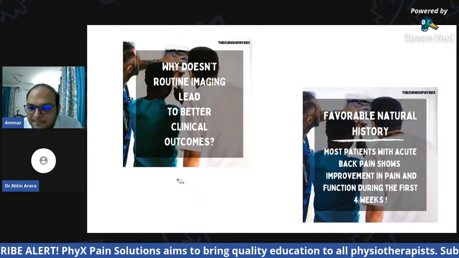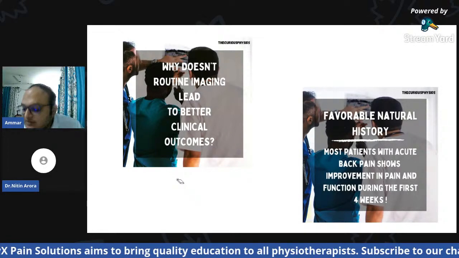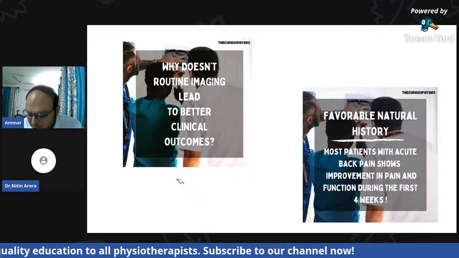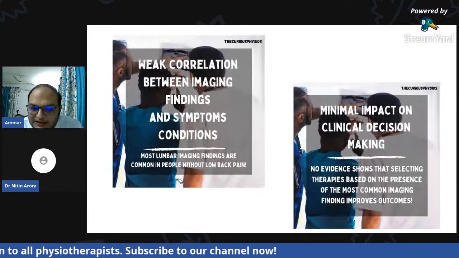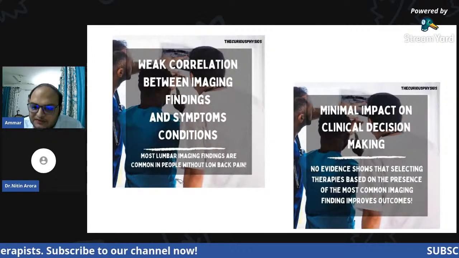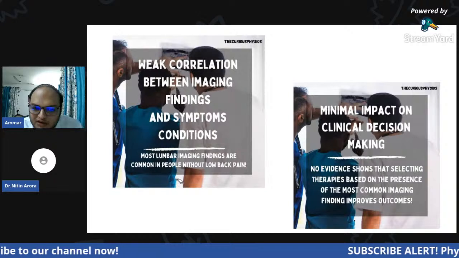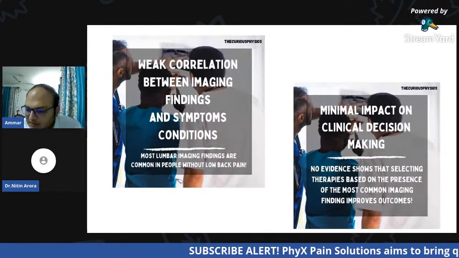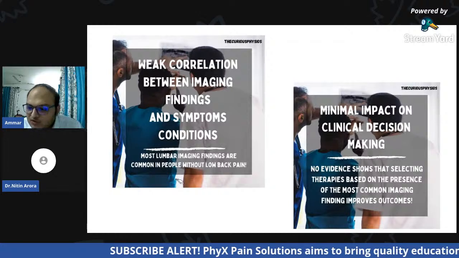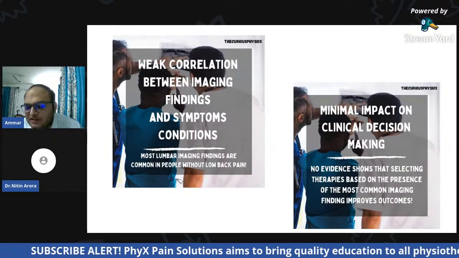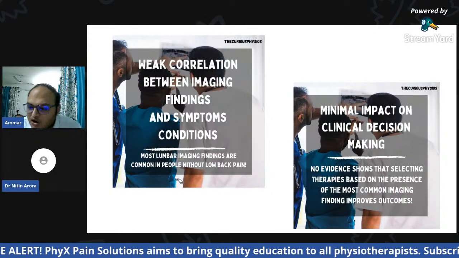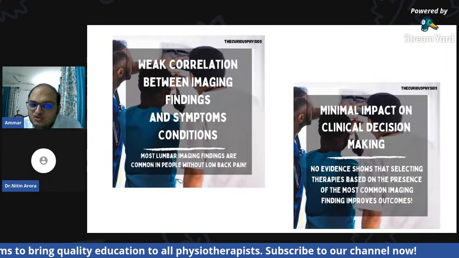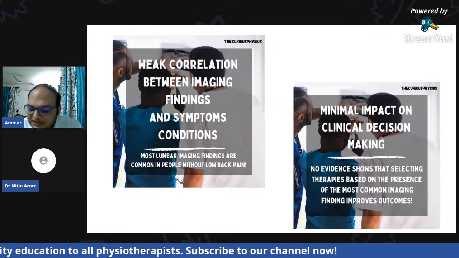There are so many studies done on back pain patients, and they have shown that most of the lumbar imaging findings are common in patients without back pain. So if I do my MRI scan, we all will have some amount of abnormality or age related changes. This study says that there is no correlation between imaging and symptoms.